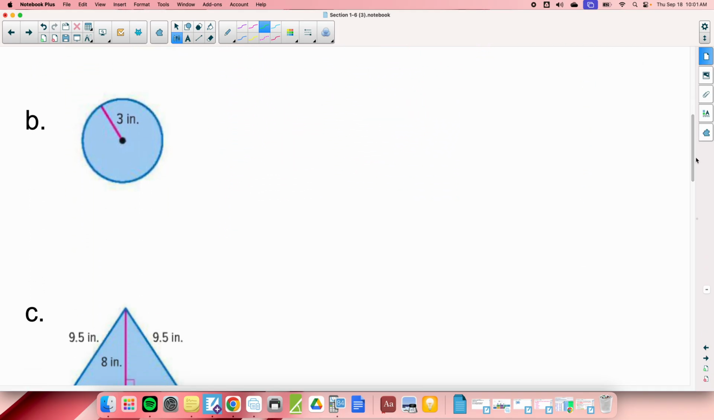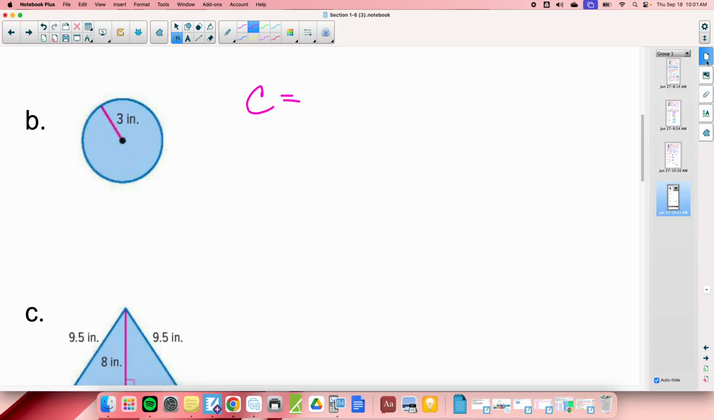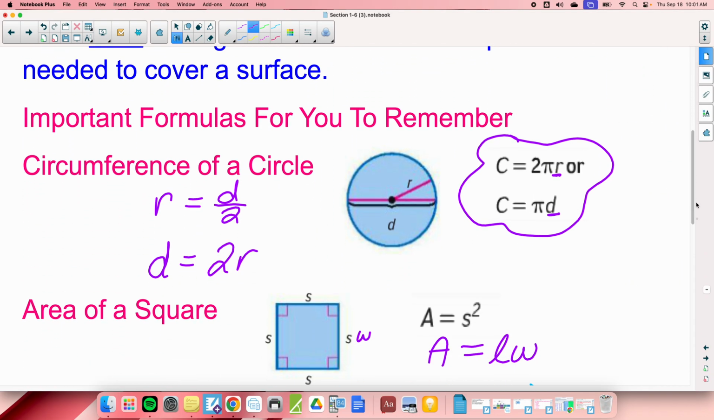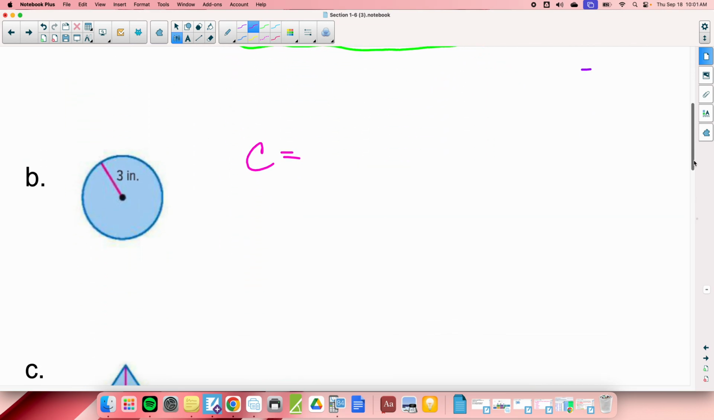Now, if we look at this, we have a circle, and they want us to find two things again. They want us to find the circumference, and they want us to find the area. Well, the circumference of a circle, if you look back, if you don't know this, since we're given the radius, you can use 2 times pi times radius. So let's go ahead and do that. 2 times pi times radius. And so we'd go 2 times pi times the radius is 3.